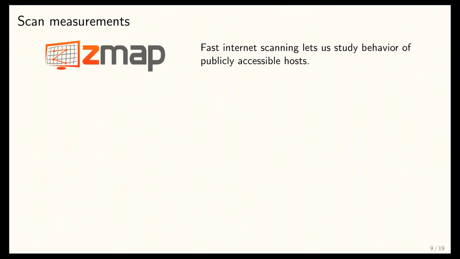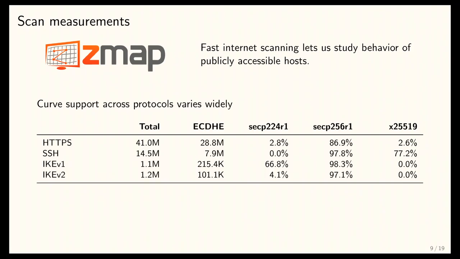So for our internet scanning measurements, we use the ZMap toolchain. This allowed us to quickly scan all the publicly available hosts on the IPv4 internet from our university network. First, to give you an idea of what elliptic curve usage looks like on the internet at the time of our study, in the first column we have the number of hosts that we were able to contact for each of these protocols. For HTTPS, we were able to contact 41 million hosts. And of these, 28.8 million supported ECDH at all.